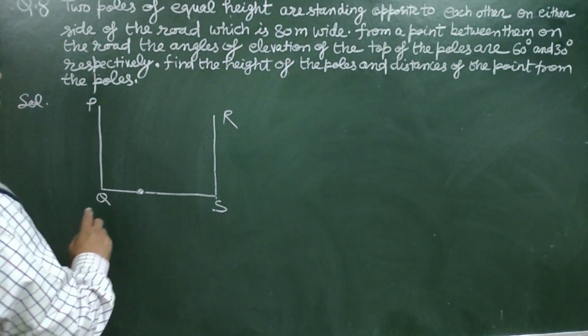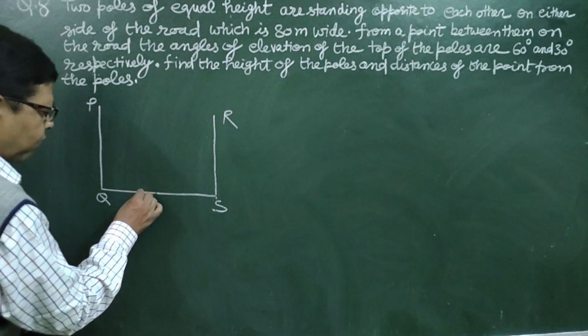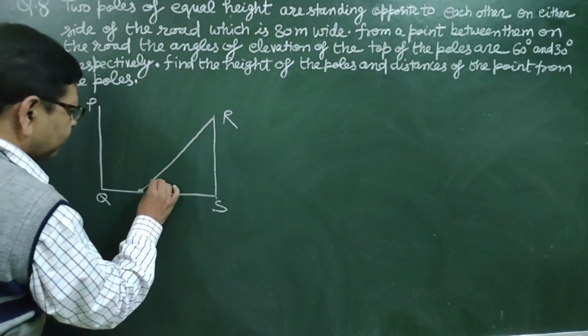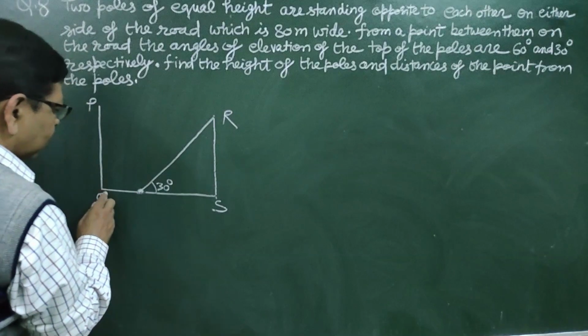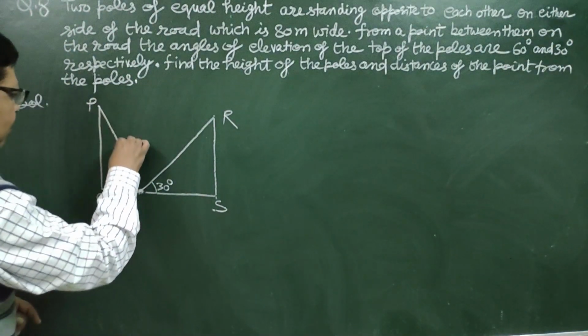Now the angles of elevation are 30 degree. So this distance is far distance from this point. It is 30 degree, and the point is nearer to this pole. So this angle is more, that is 60 degree.